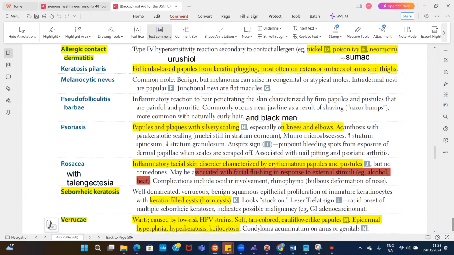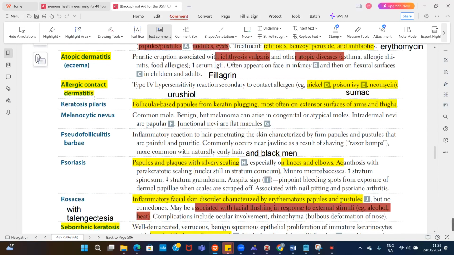It's not very common. So don't forget, it's just due to occlusion of the follicles by keratin, and it's present on the extensor surface of the arms and thighs. If it was atopic dermatitis in an adult, you don't expect it to be on the extensor surface. You expect it to be on the flexor surface of the arms and the thigh.